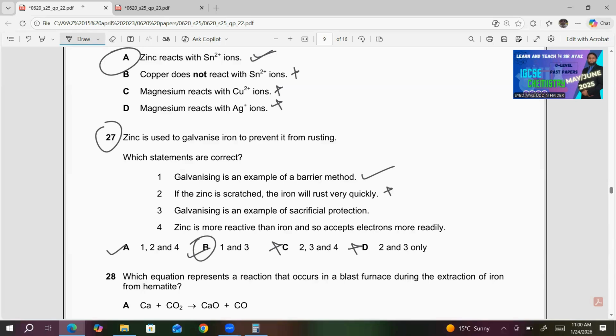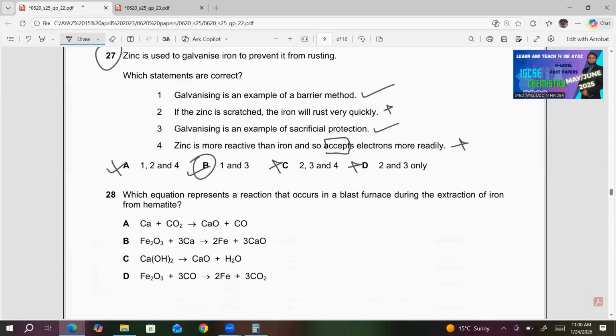For convenience, I am looking at the other statements also. Three, galvanizing is an example of sacrificial protection. This is correct. As I said, if zinc is scratched, iron will not rust, because zinc will then provide sacrificial protection. What about four? Zinc is more reactive than iron and so accepts electrons. It does not accept electrons. It will lose electrons more readily. So B must be the right response in this case.